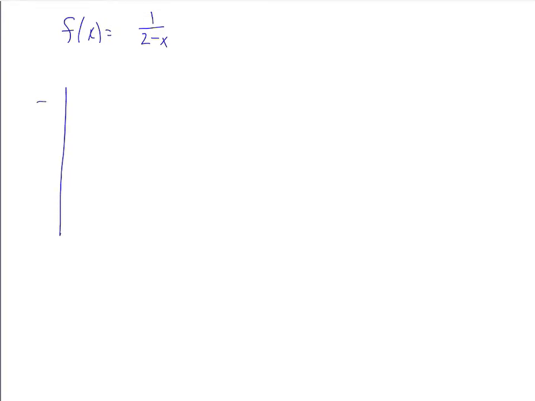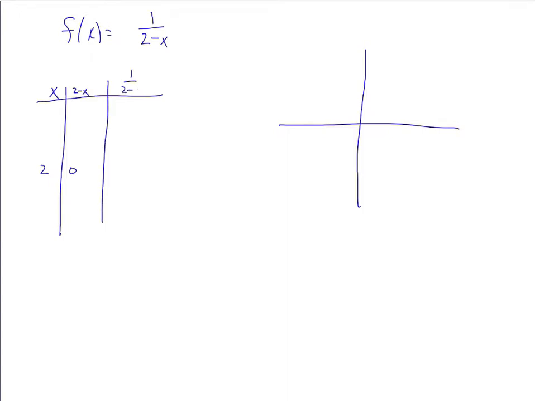So if I try to make a table of values and make a graph to go with it, if I try to make x equal to 2, I'm going to have a problem. I know that 2 minus x, which is not my function, but it's helpful, is equal to 0, which means 1 over 2 minus x, which is my function, is undefined. That's why there's a domain restriction, because if I try to plug in 2, I don't get an answer.